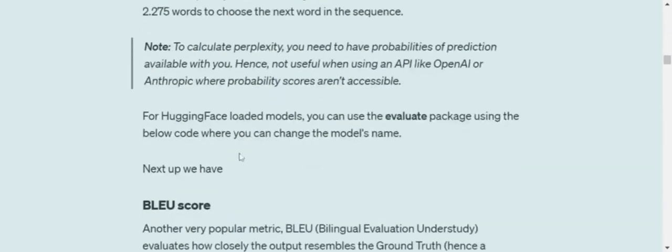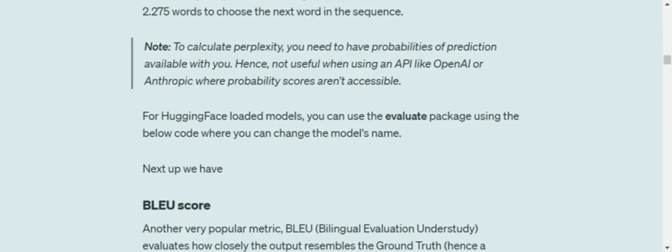For calculating perplexity, I think you must have understood by now, you need to have the probabilities of prediction available with you. Basically, perplexity can't be calculated using APIs because APIs are directly giving you the output, not the probabilities. So if you're using a local LLM, if you're using Hugging Face models, I think you should be able to get the probabilities and eventually you can calculate perplexity. Else, there's a package called Evaluate, which provides this metric to be calculated by Hugging Face.